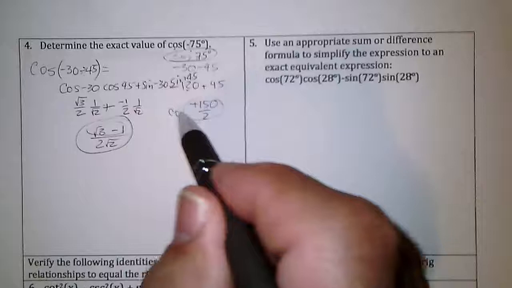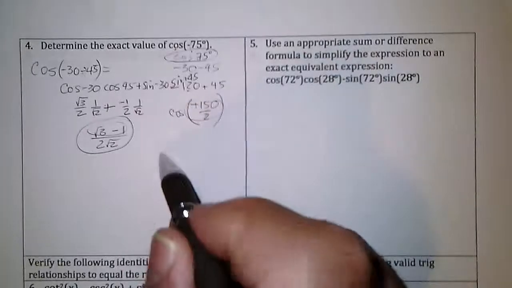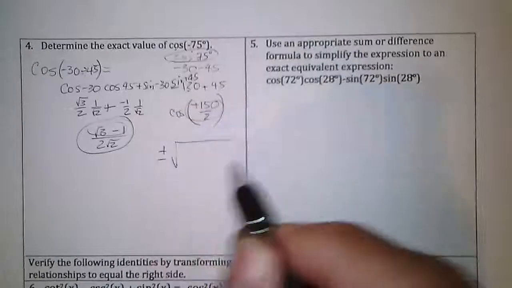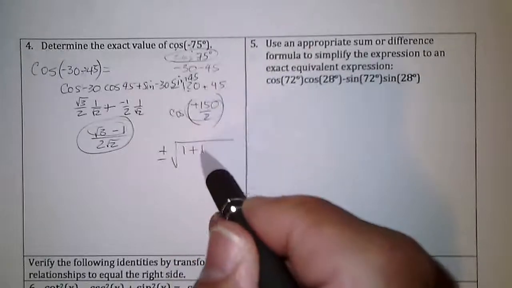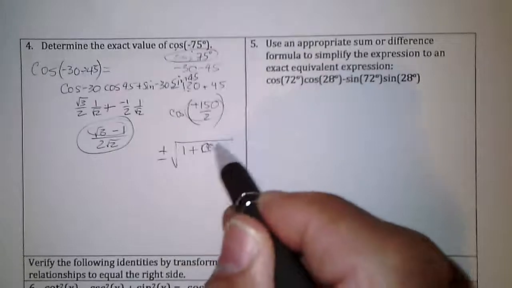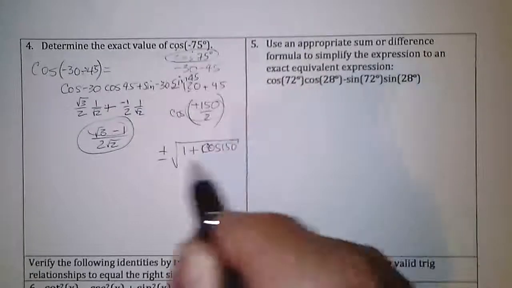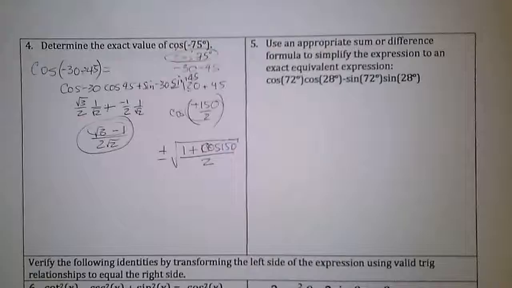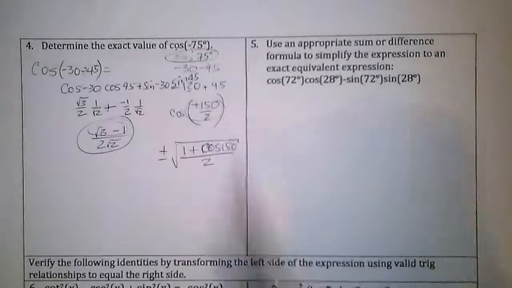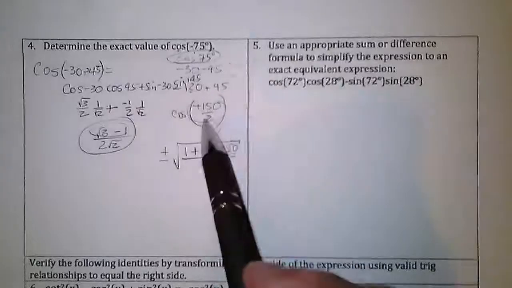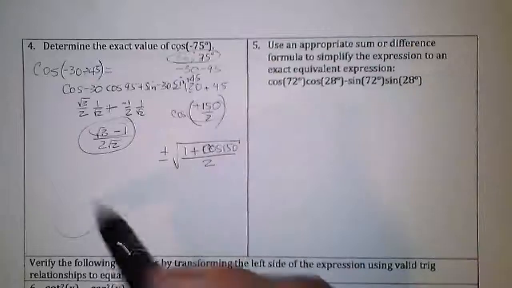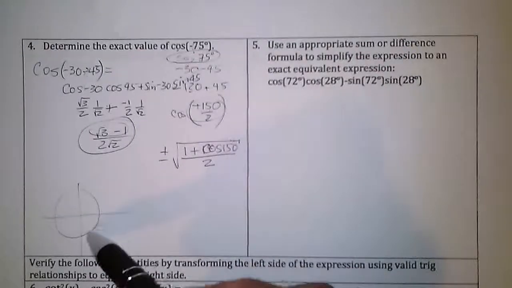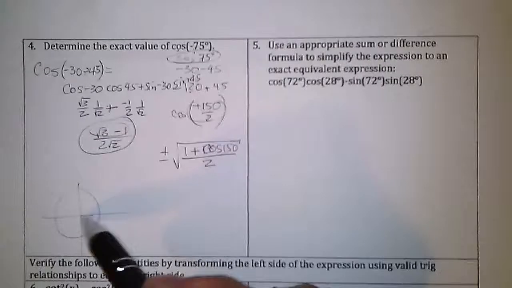Now the cosine of an angle cut in half is plus or minus the square root of 1 plus the cosine of double the angle, 150, cosine of 150 over 2. If you use the negative, it'd be cosine of negative 150, but it won't matter. But we have to decide whether it's going to be positive or negative. Now, cosine of negative 75 is down here someplace. And so the cosine should be a positive answer.